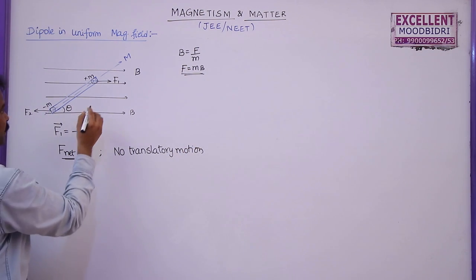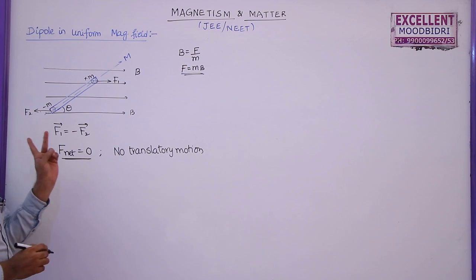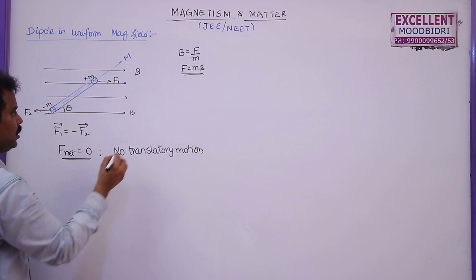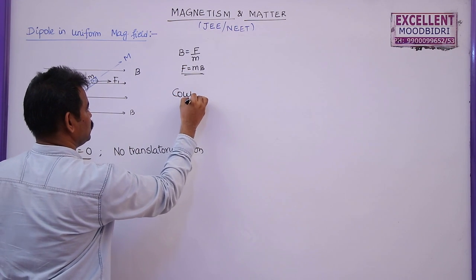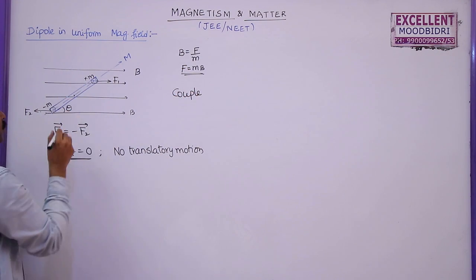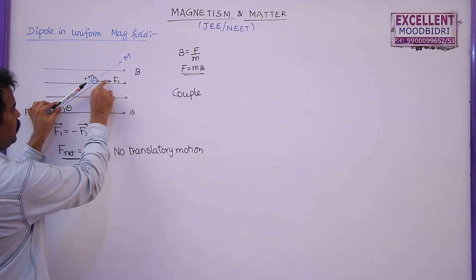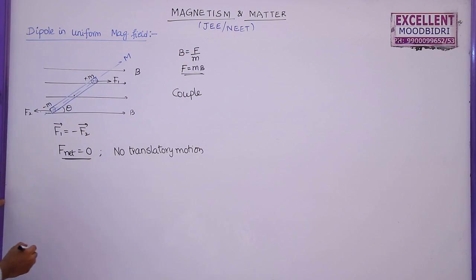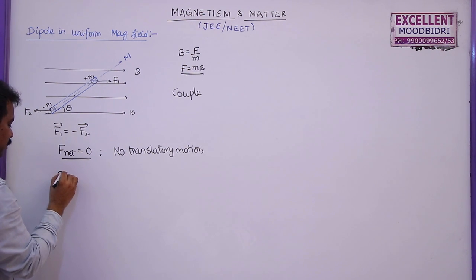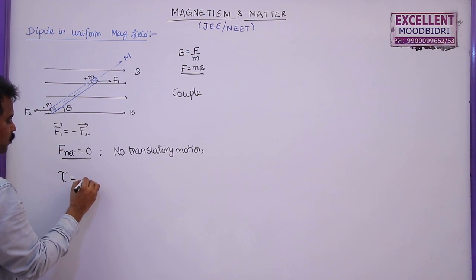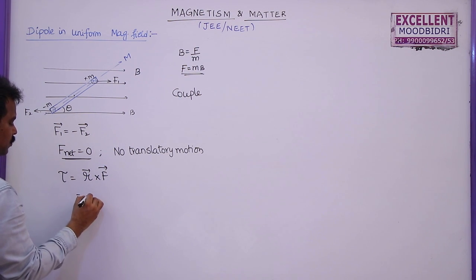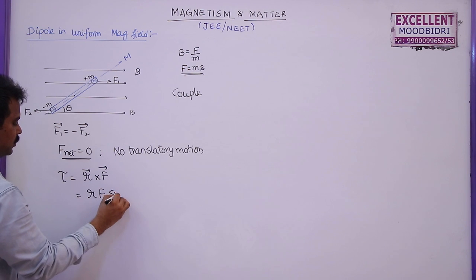But instead, what happens is, as these two forces are equal, opposite, parallel and non-collinear, they constitute a couple. So this couple will rotate the magnet about its center. Due to this, the magnet will rotate in the magnetic field. So what is the torque experienced by this, which is given by r bar cross F bar, or which is also written as rF sin theta.